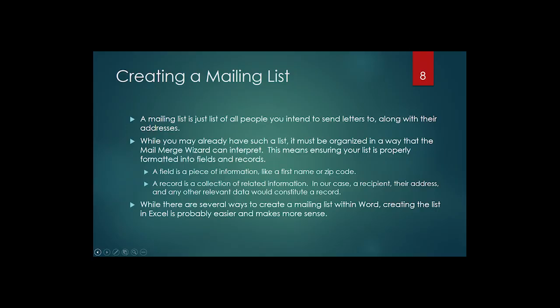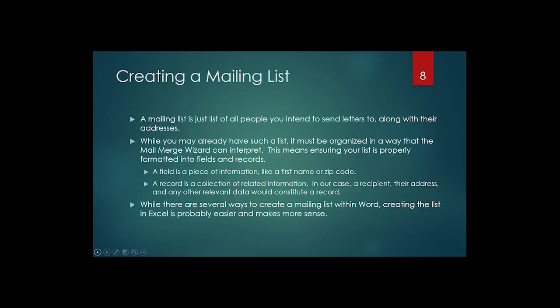This means ensuring that your list is properly formatted into fields and records. Just to define our terms, a field is a piece of information like a first name or a zip code, and this will be defined by columns in our spreadsheet. And a record is a collection of related information. So in our case, where we'd have a recipient, their address, and any other relevant information, that would constitute a record. So that would be a row in the spreadsheet.